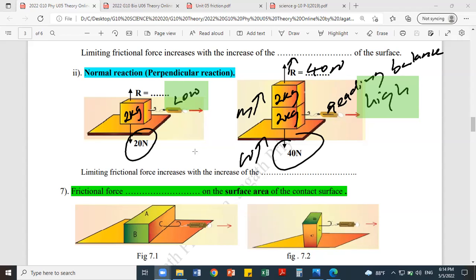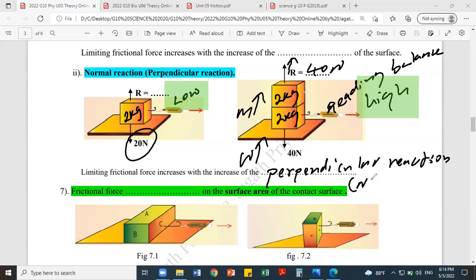Then next one, number 7. So what is the conclusion here? Limiting frictional force increases with the increase of the perpendicular reaction. If you write separately, you can write either perpendicular reaction, or within brackets, normal reaction. Sometimes we call it normal reaction.